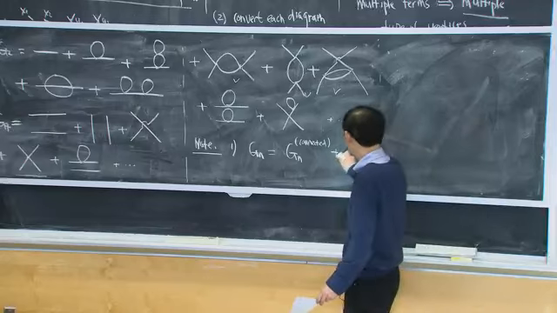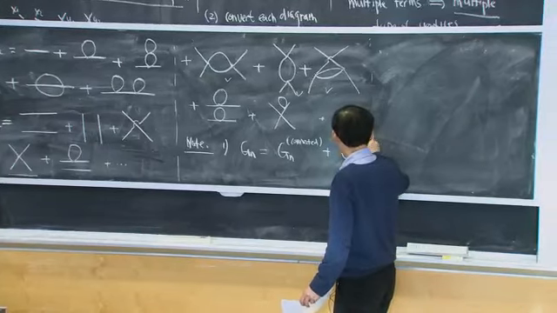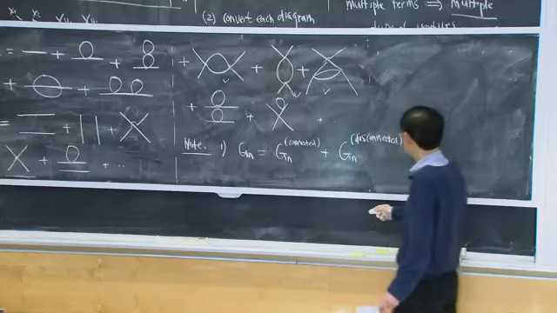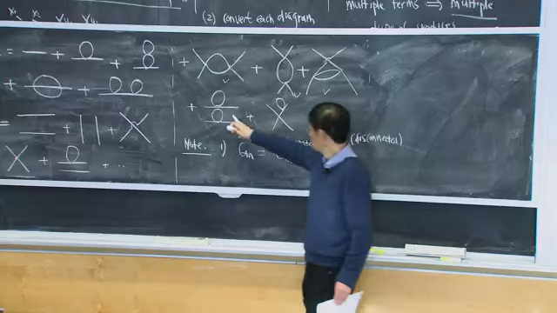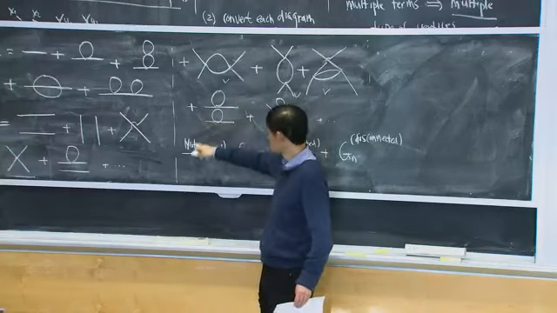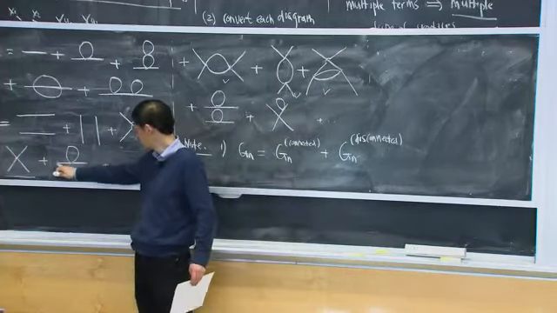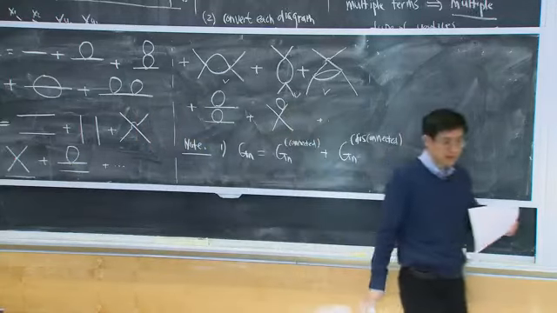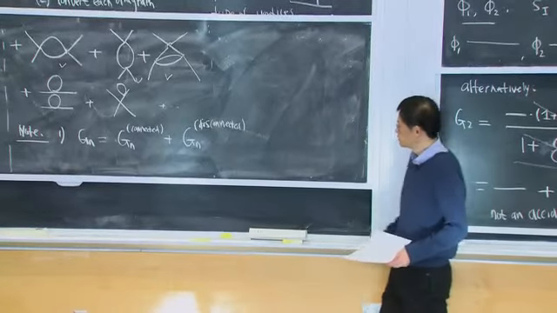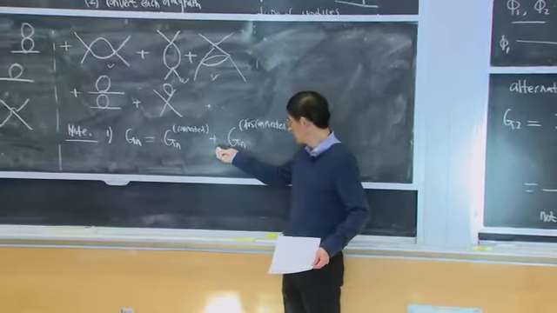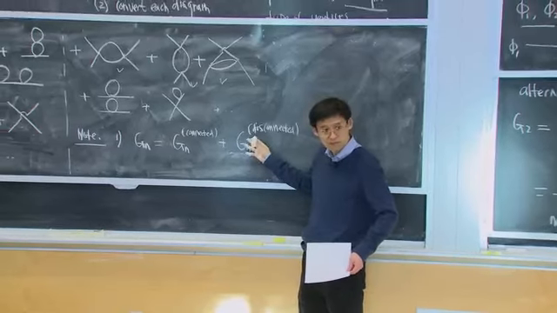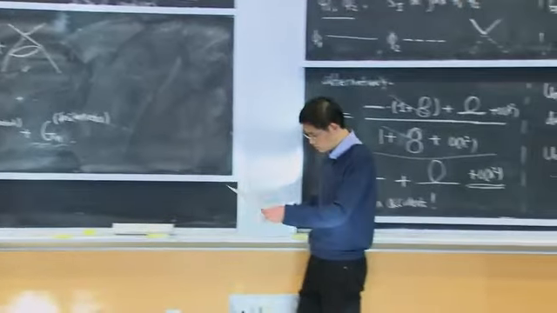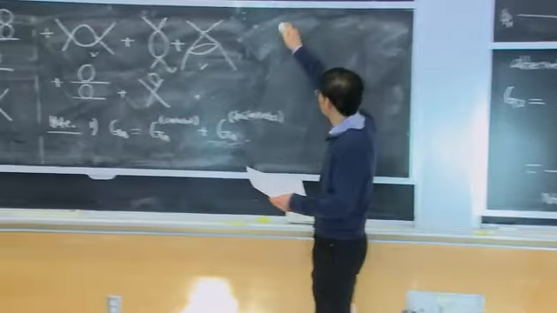You can also have disconnected diagrams. Disconnected diagrams correspond to diagrams as here, where your external legs are separated into subdiagrams. They belong to a product of subdiagrams. Later we will argue that this is actually not interesting, and only connected diagrams are interesting, but in a few minutes. For the moment, let's just define them.